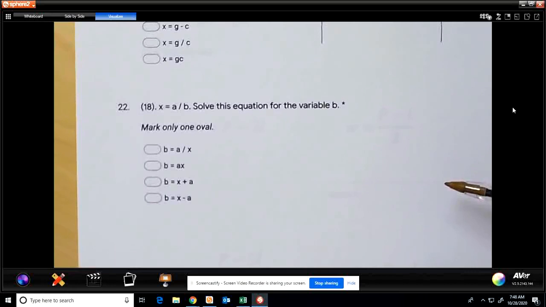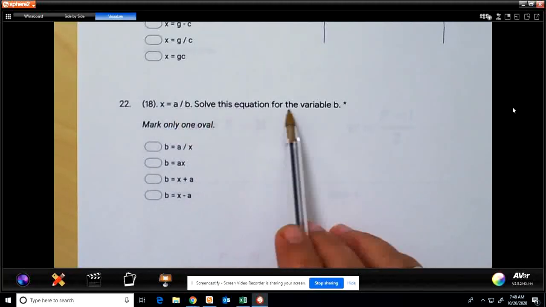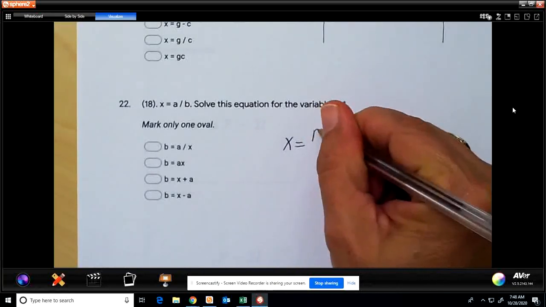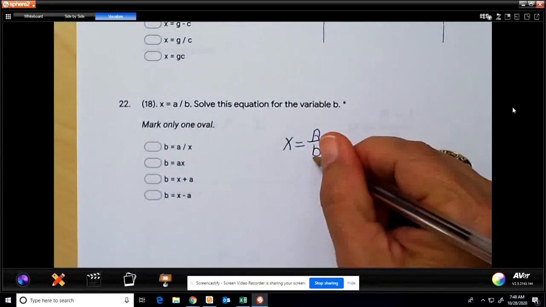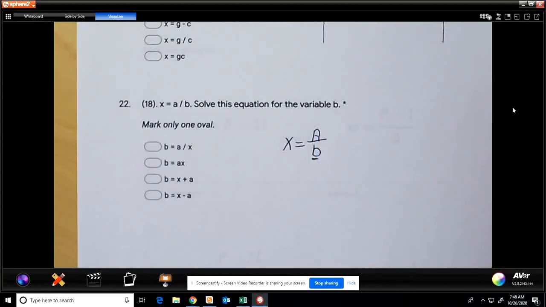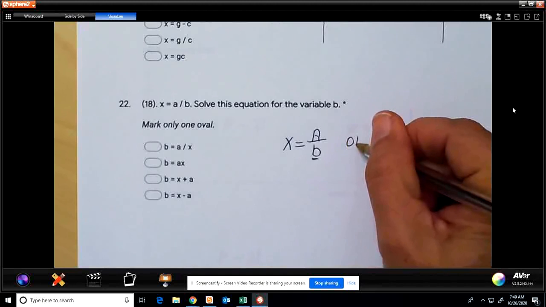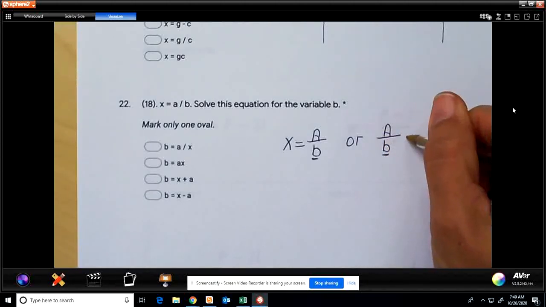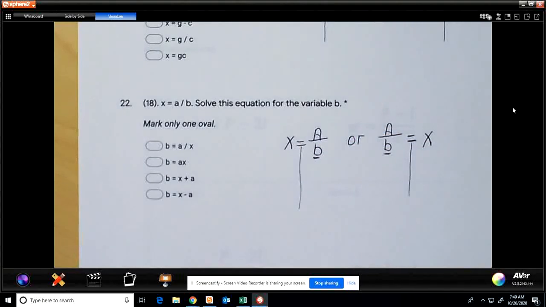Number 22, problem 18. X equals A divided by B. Solve this equation for the variable B. So you could rewrite this as X equals A divided by B, or you can rewrite this as A over B equals X. These are the same problems, so either way is fine.